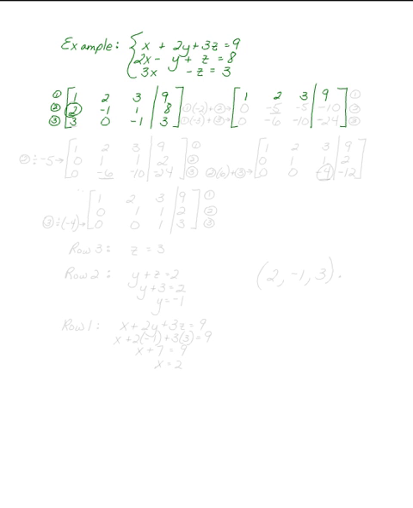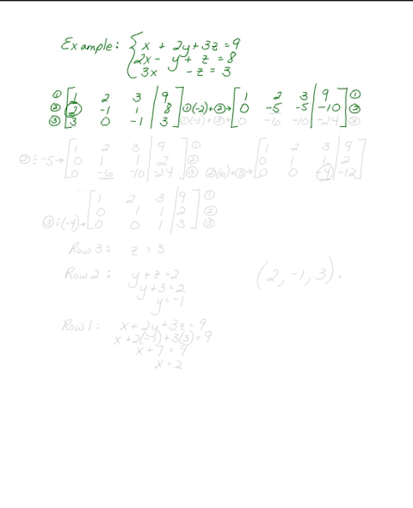So if we take row 1, multiply it by -2, and add it to row 2, we should get a 0 in that spot. So 1 times -2 plus 2 is 0. 2 times -2 plus -1 is -5. 3 times -2 is -6, plus 1 is -5. And 9 times -2 is -18, plus 8 gives me -10. So this is my new row 2.